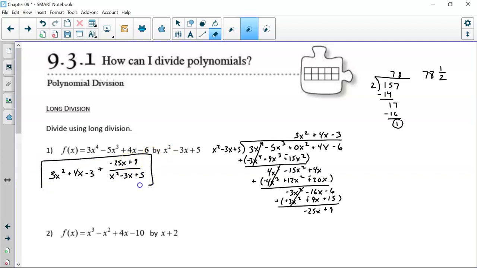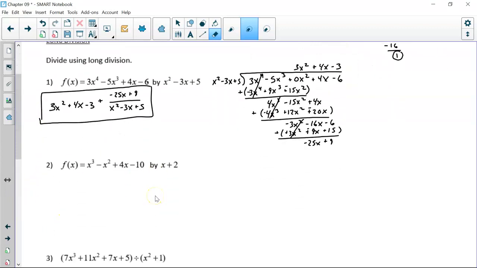That's our answer from the long division. I know it looks weird to put that plus negative 25x plus 9, but think about that remainder being that additional piece left over. That's how I always remember to put a plus. It's that additional adding part outside. Let's do another long division.